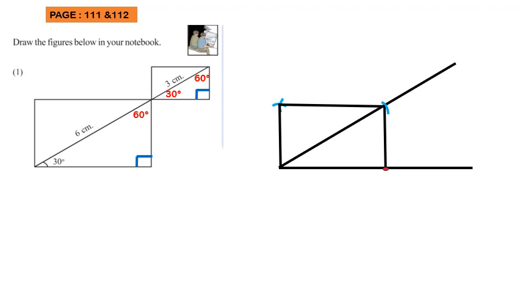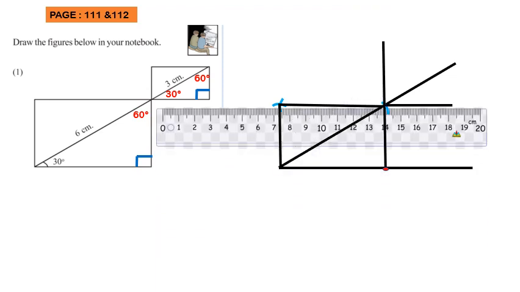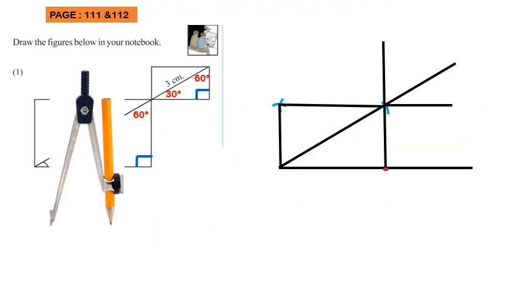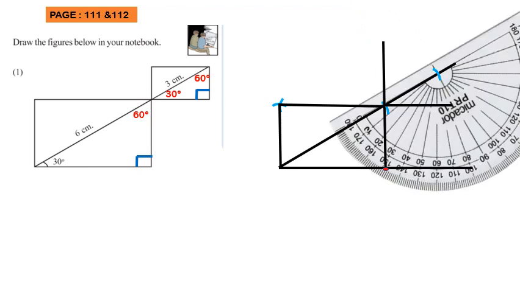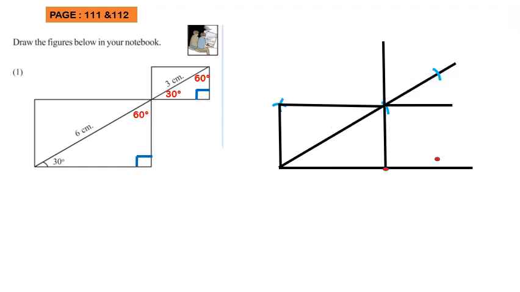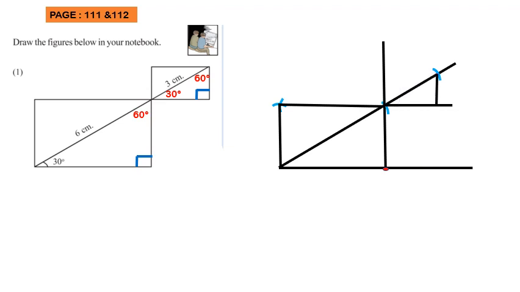Now we get half of the figure. Then extend this end by using a ruler. Then take 3 cm in a compass and draw an arc on the slanted line again. Then use a protractor and mark a 60-degree angle from this point also. Then draw a perpendicular line to the bottom line. Then take the breadth in the compass and draw an arc to the opposite side.